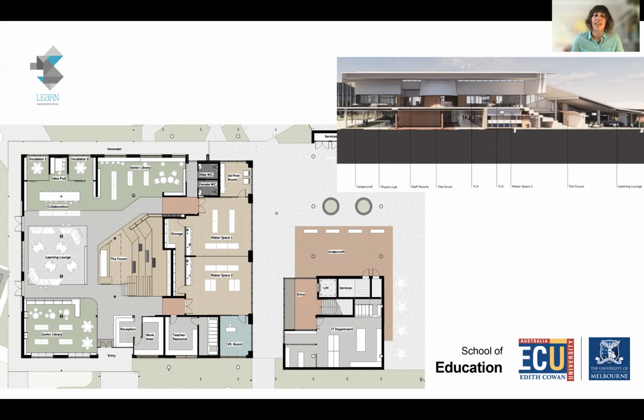A forum then connects the 2 floors, and upstairs, as shown on the elevation, there are wide hallways between the science labs, as well as a quieter space which is called the drum, which can be used for collaboration between students or between students and teachers, given its proximity to the staff room.